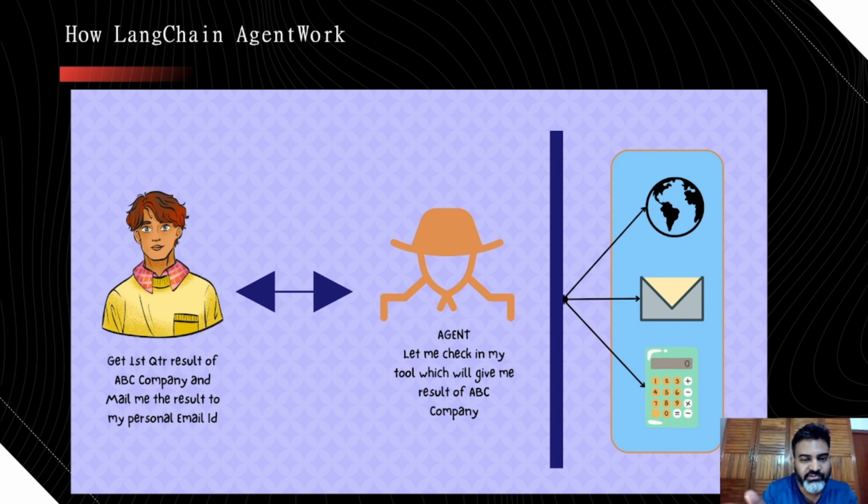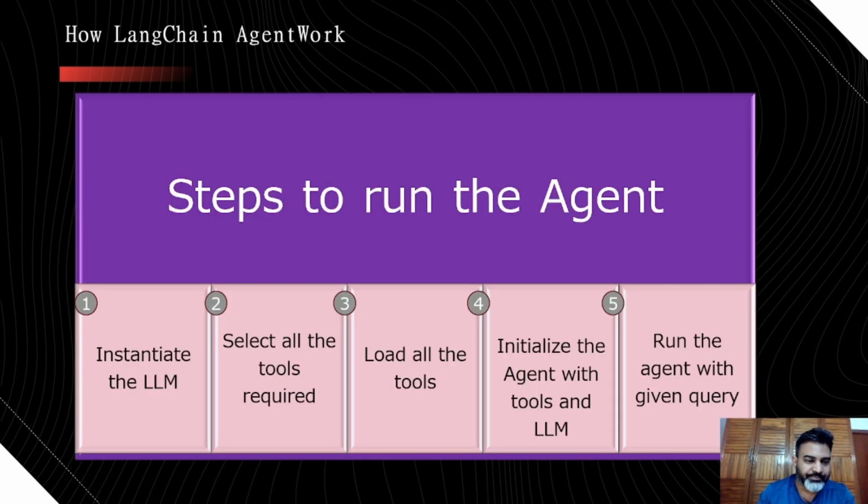Instead he will just give the instruction to the agent, and then the agent on his behalf will execute each instruction with the help of the best possible tool and give the result back to the user. Okay, so this is how the LangChain agent works.